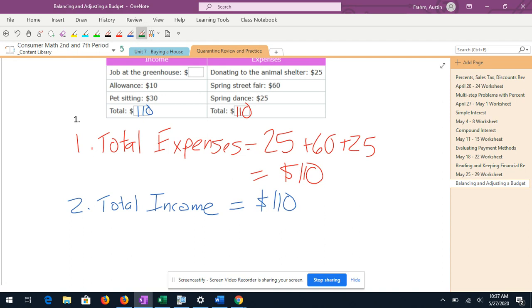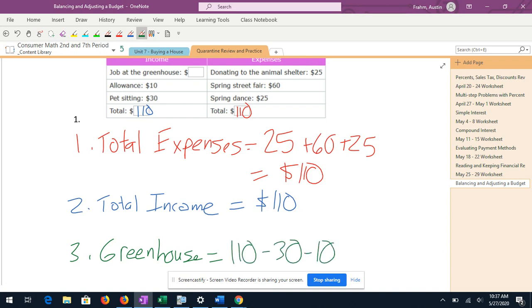Now, step three, returning to some math work, is we need to calculate how much money we earn from working at the greenhouse. Since we know the total of the income is $110, we also know we earn $10 from the allowance we get and $30 from pet sitting. To get the amount of money we receive from the greenhouse job, we simply subtract those two other numbers from our total. So I would take 110 minus 30 minus 10. This would leave us with how much money we earned at the greenhouse, which again, you can do mental math or type it in your calculator, would be $70. And that is the number we need to put there.